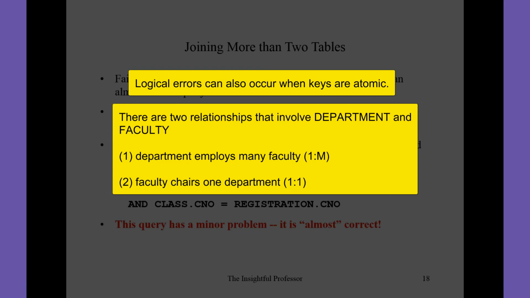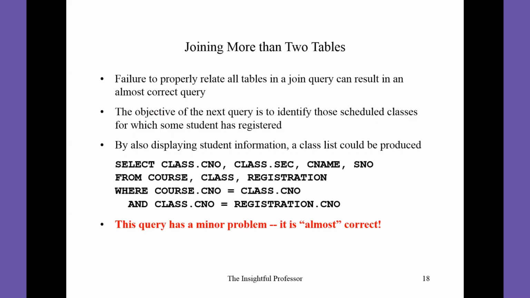There are 2 relationships that exist between department and faculty. Department employs many faculty, a one-to-many relationship. Faculty chairs department, a one-to-one relationship. Forming a join based on either relationship is valid. However, there is a different meaning associated with each of these joins. In the first situation, there will be many faculty returned for a single department. In the second situation, there will be at most one faculty returned for a single department.